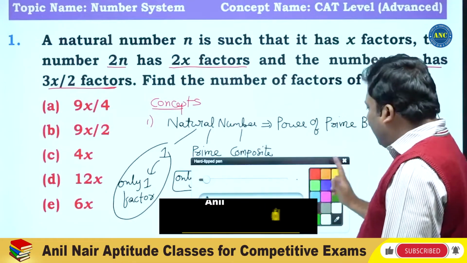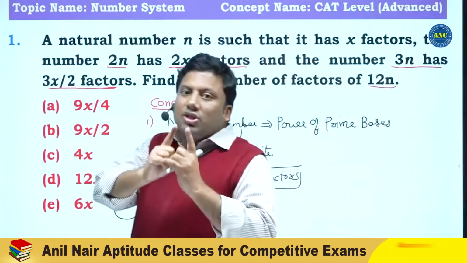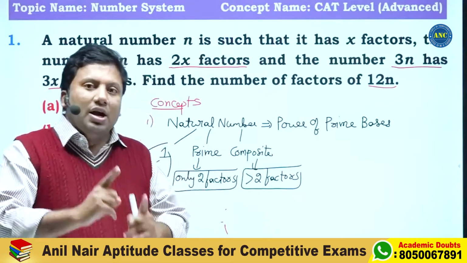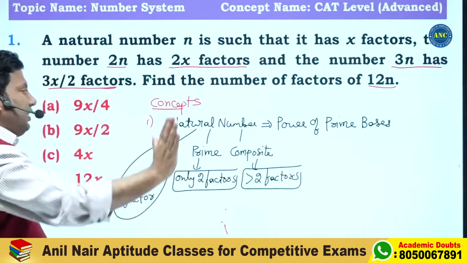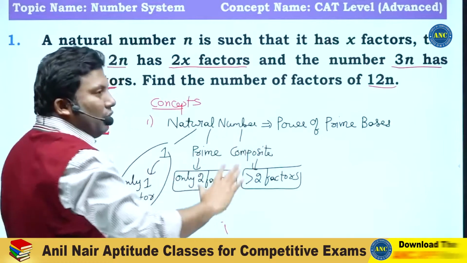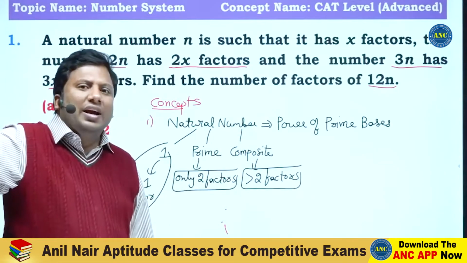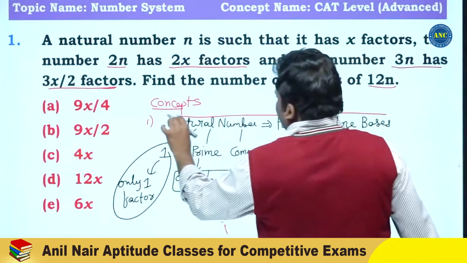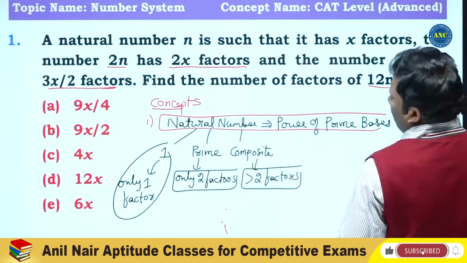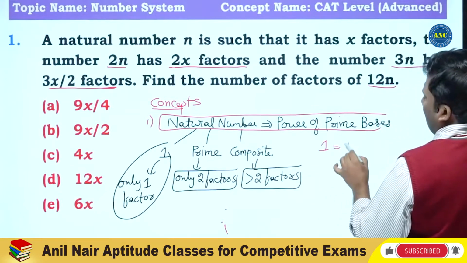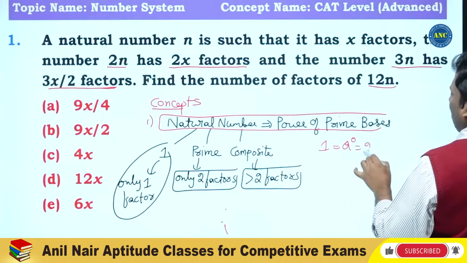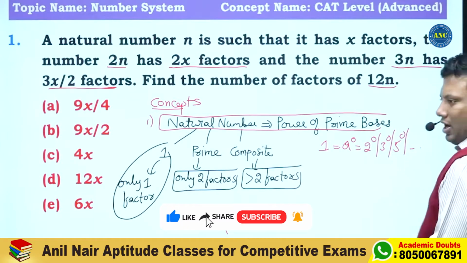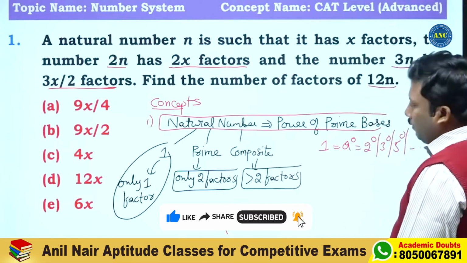Now what is my statement? Please do not write anything in your notebook if you do not understand the line which I am saying. If you do not understand it, specify it in the comment. I will prove it to you. I do not want anybody to write it without understanding the concept. Every natural number can be written as a power of prime bases. 1 can be written as a power 0: it could be 2 power 0 or 3 power 0 or 5 power 0 and so on. So 1 can be written as a power of prime base.